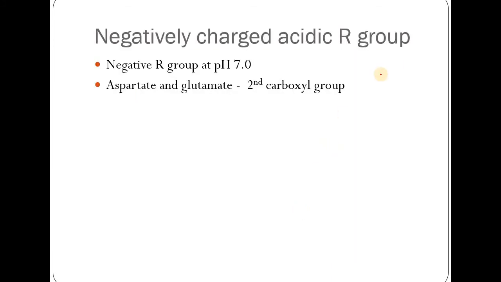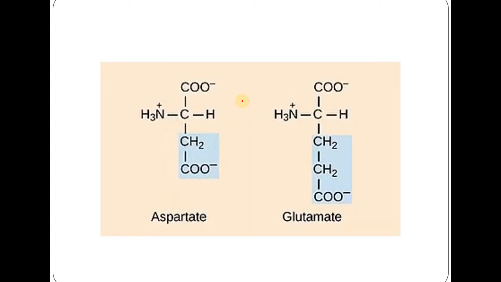Okay, so next we have the negatively charged acidic R group, which has a negative charge at biological pH, and the amino acids in this group include aspartate and glutamate. Okay, so they possess one more carboxyl group. Okay, so if you see here, this is aspartate and this is glutamate. Okay, they have the second carboxyl group attached to the alkyl group.